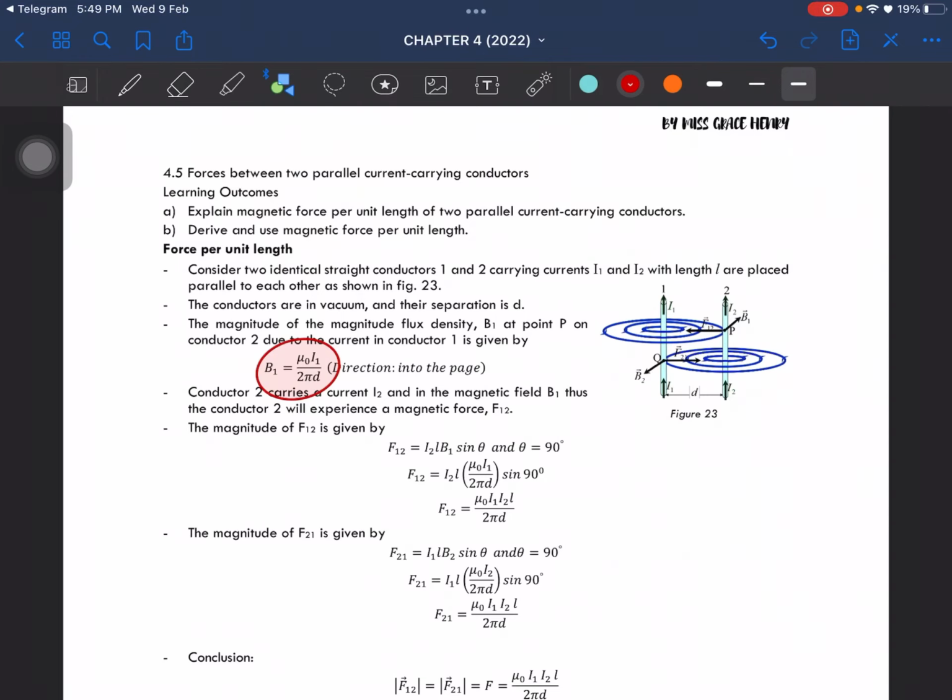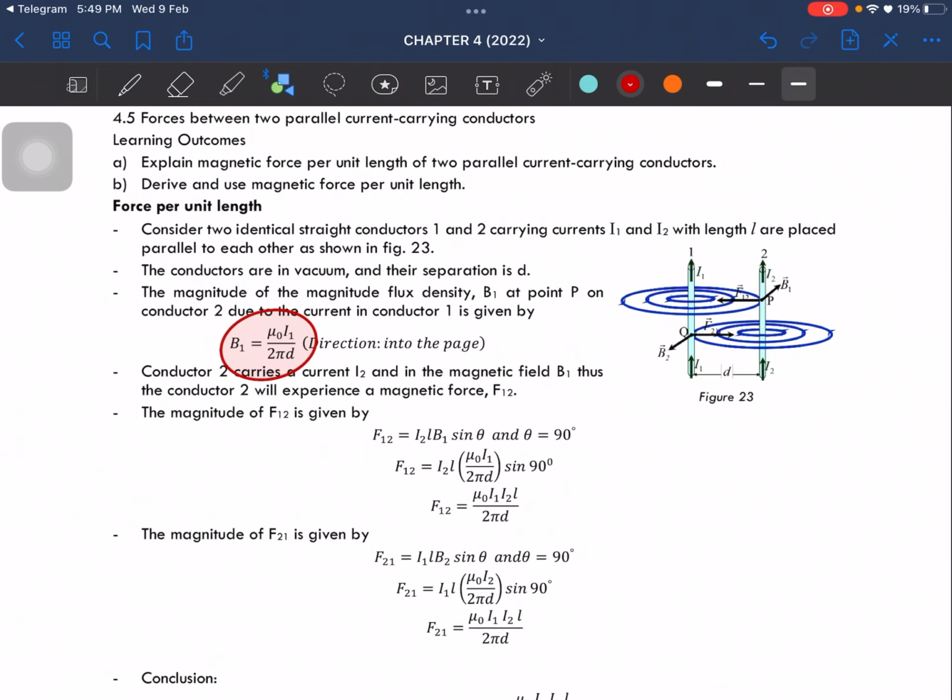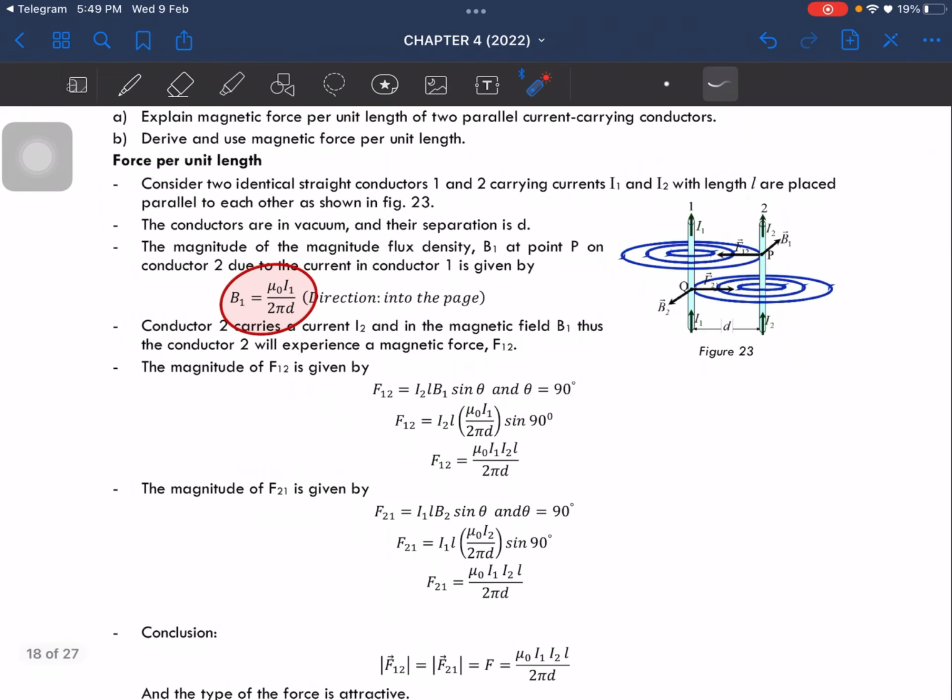Conductor 2 carries a current of I2 and is in the magnetic field B1, hence conductor 2 will experience a magnetic force of F12, the force by 1 on 2. So the magnitude of the force by 1 on 2 is then given by this equation here.